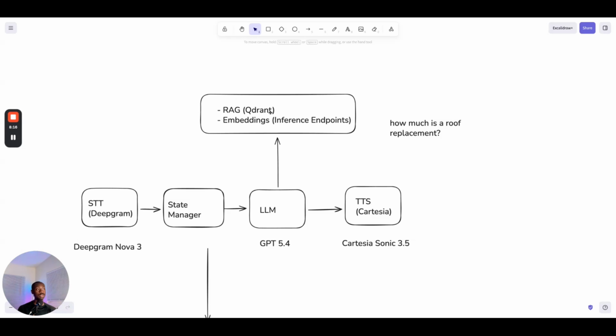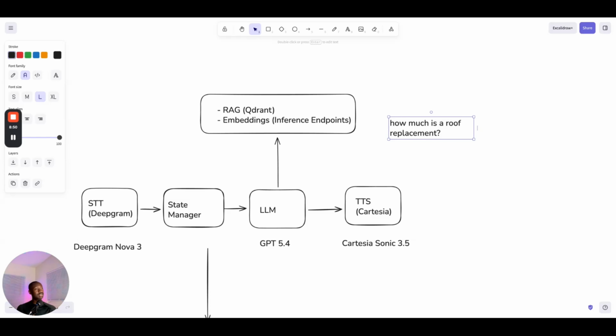And the database I'm using is Qdrant, which is a vector store. It stores embeddings. So we want to have a predetermined answer for common questions like how much is a roof replacement. So we would embed this and store it in our database. Whenever someone asks this verbatim, how much is a roof replacement, or how much would a roof replacement cost, slightly different word-wise, the vectors will be close enough that we'll get a hit. And then our LLM will be able to pull the answer from our vector store.